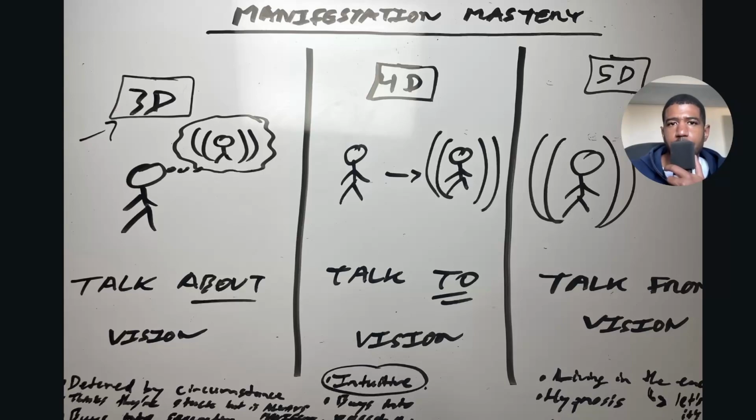Another difference between a person who manifests in the 4D and the 3D is that in the 3D, they really buy into their circumstance. They use their circumstance to tell them what to do. The 4D person buys into possibility.